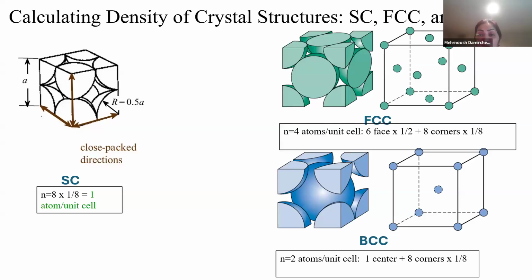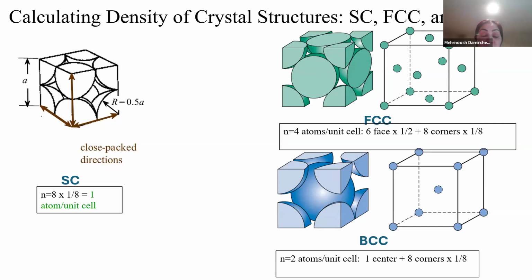Hello everyone, today we are going to talk about how to calculate the density and radius of the crystal structures. We will look at three different cases and three different structures today. The first one, the simple cubic that is known as SC, then face center cubic or FCC, and finally the body center cubic structure that is known as BCC.